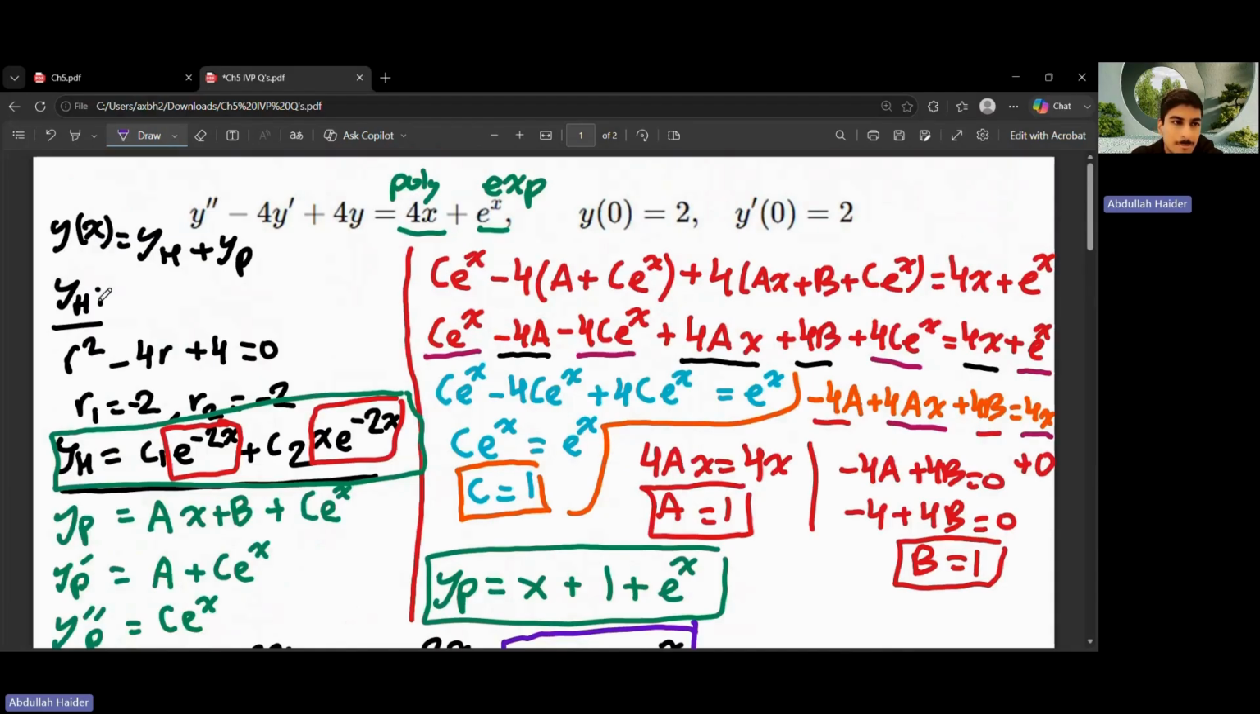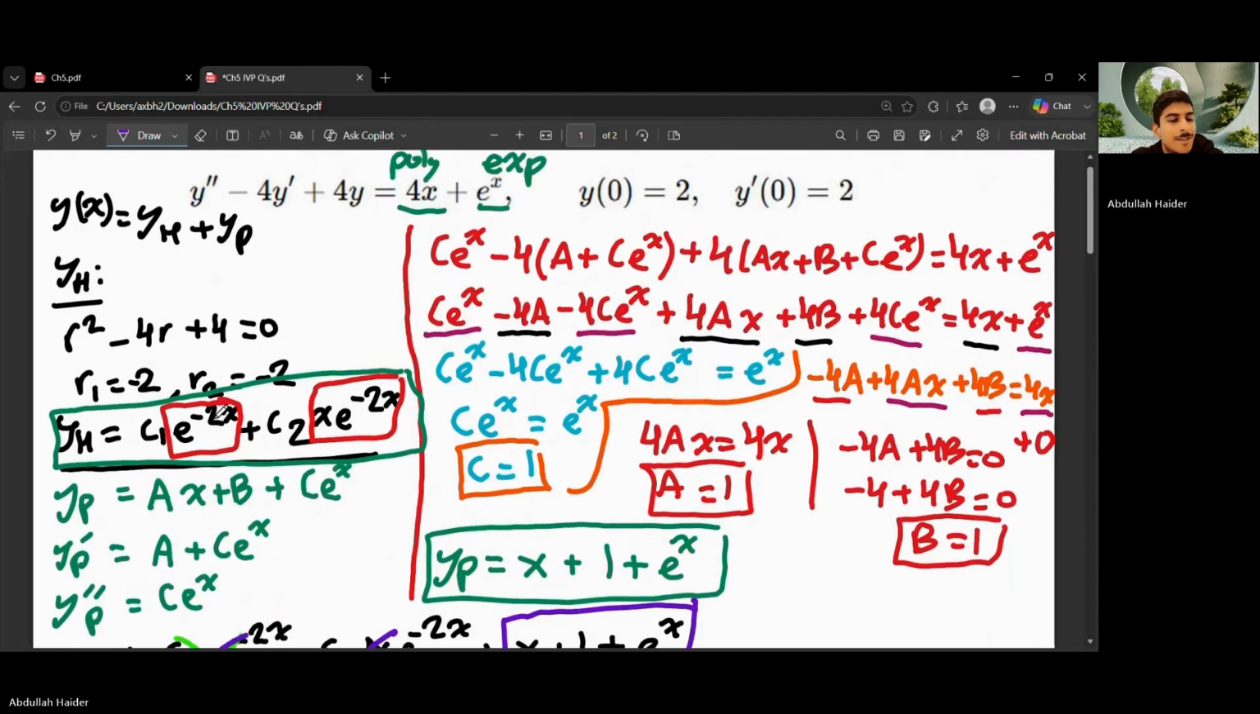So a quick summary. We have to find y of x, which is homogeneous plus particular. You first make the auxiliary equation equal to 0. Find the roots, and since this was a repeated root, the answer is repeated real roots. So our homogeneous solution will be C1 e power minus 2x plus C2, multiply this by x because this is repeated, then e power minus 2x.